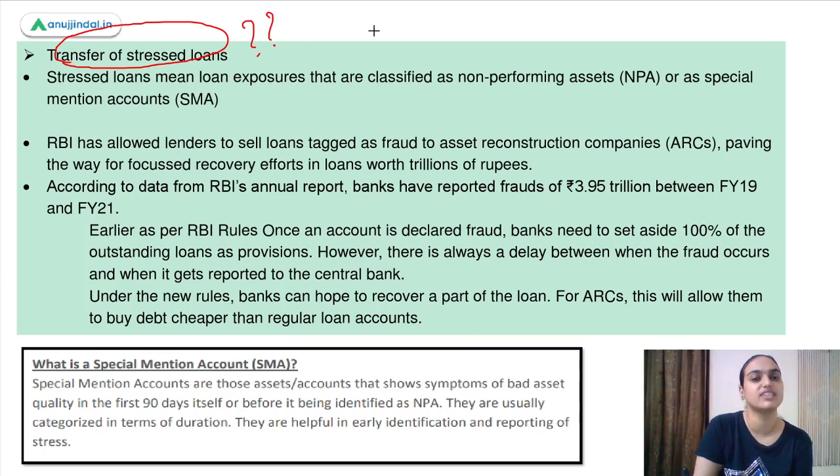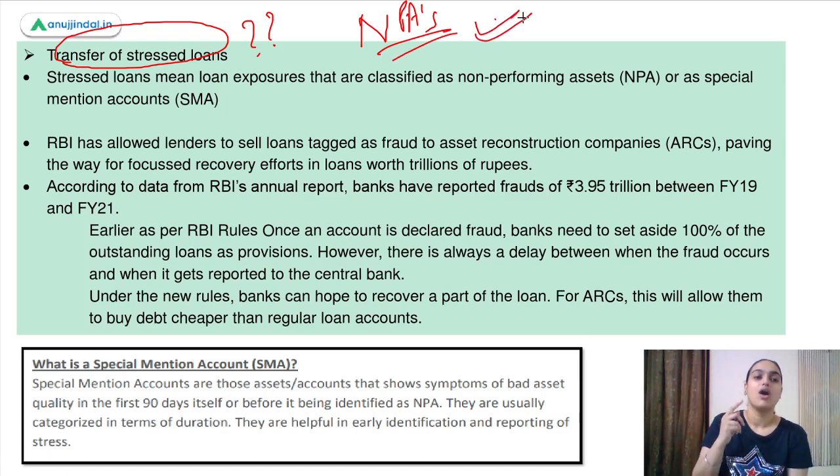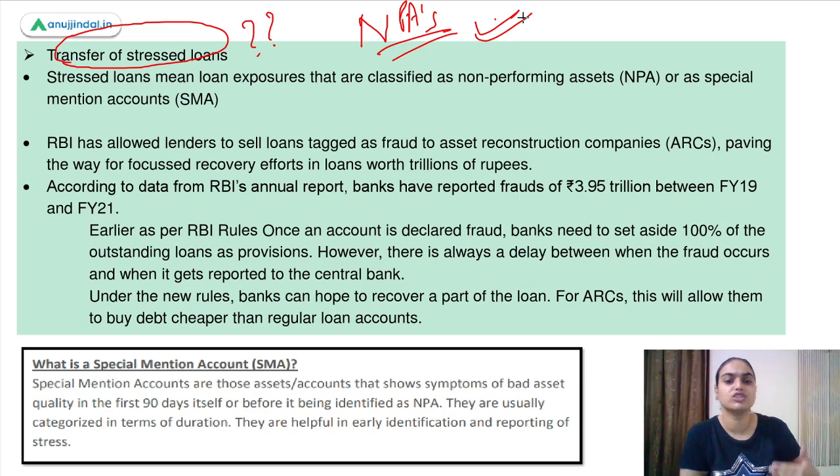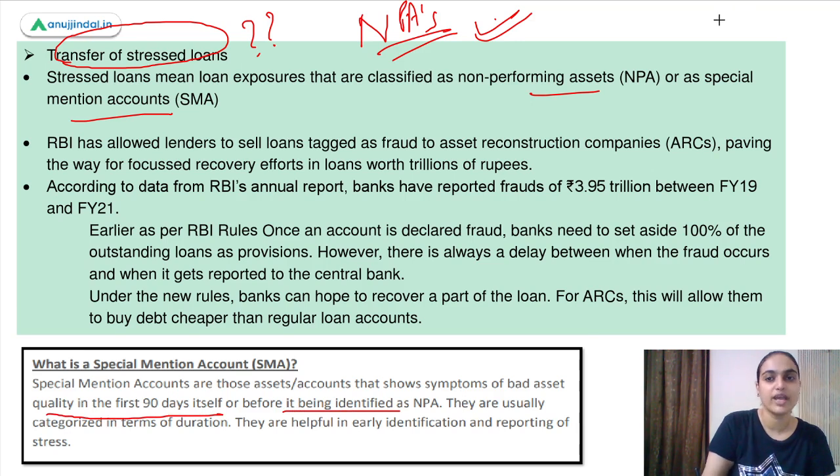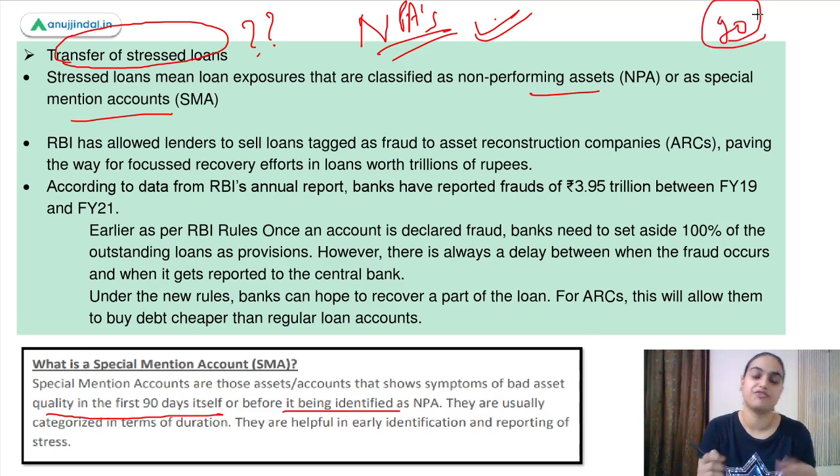So, stressed assets क्या होते हैं? आप लोगों को लगेगा कि जो NPAs हैं वो stressed assets हैं, वो हैं. लेकिन सिर्फ NPAs ही नहीं हैं जो stressed assets में आते हैं. जो आपके loans जो NPAs की तरफ बढ़ रहे हैं, जिनमें default हो रहा है, almost they are moving towards being an NPA. जो आप special mention accounts में जिनको account करते हो, वो भी आपके stressed loans होते हैं. Stressed loans means loan exposures classified as NPAs as well as special mention accounts. Special mention accounts are those assets that show the symptoms of bad asset quality in the first 90 days itself before being identified as NPA. So, if your loan becomes due beyond 90 days, we classify it as an NPA.